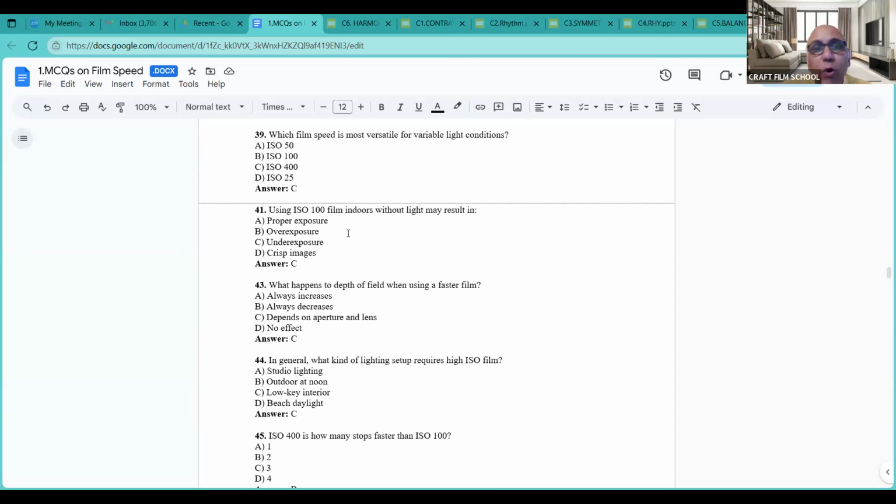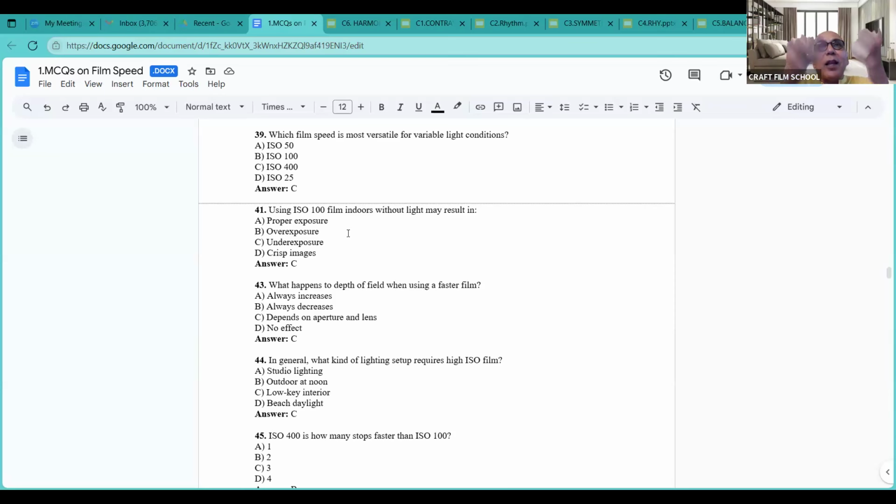50 ASA is a slow film. No, I don't need that. ISO 100 is good for a bright sunny day. ISO 25, no, it is good for a very bright sunny day. And 400 is the film which is a bit higher speed, but at the same time I can still use it by using an ND filter outdoor if the light condition is too high. So it is the only ASA which can adjust both situations.